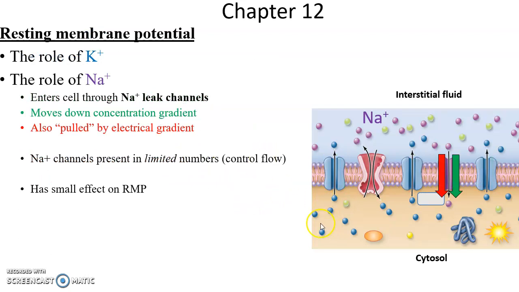Sodium ions are leaking in through the leak channels, partly because of the concentration gradient, high to low, and partly because of the electrical gradient. They want to go to the negative side. So the electrical gradient pulls them in because it's negative inside, and the concentration gradient pulls them in because there are fewer sodium ions inside the neuron. This has a slight effect on the resting membrane potential. Say it makes it now -68 millivolts. Again, I made that number up.